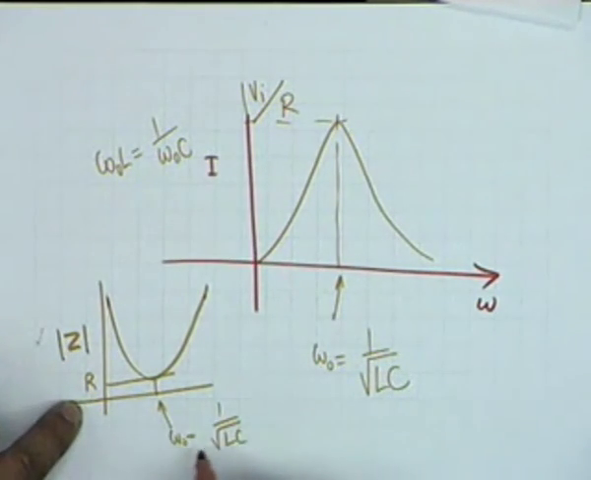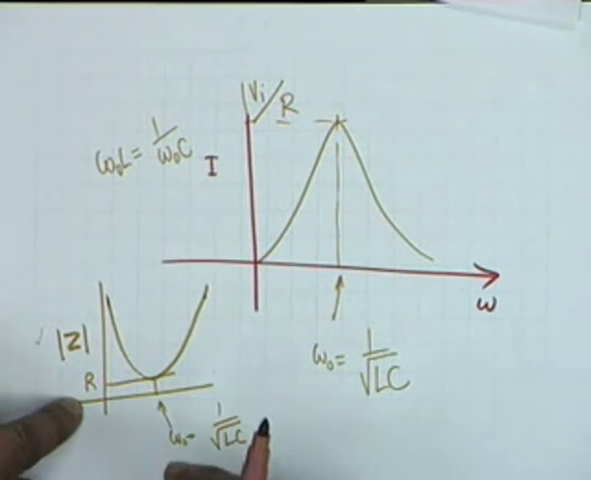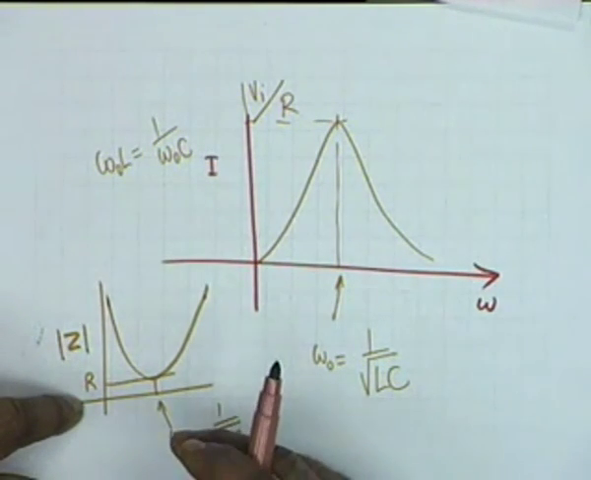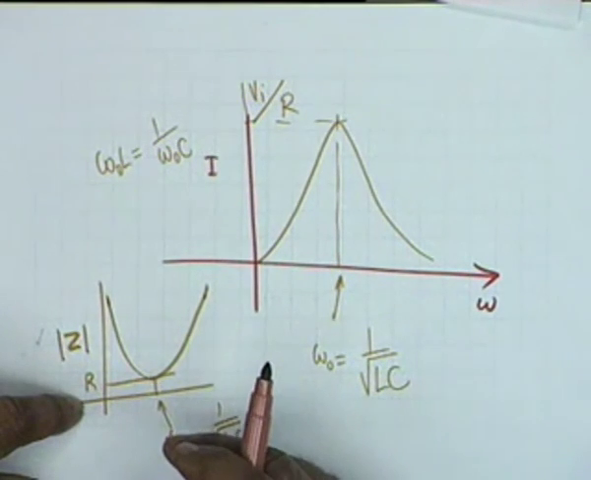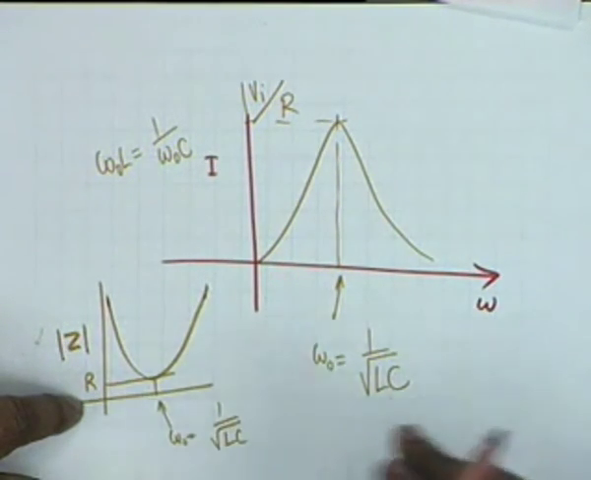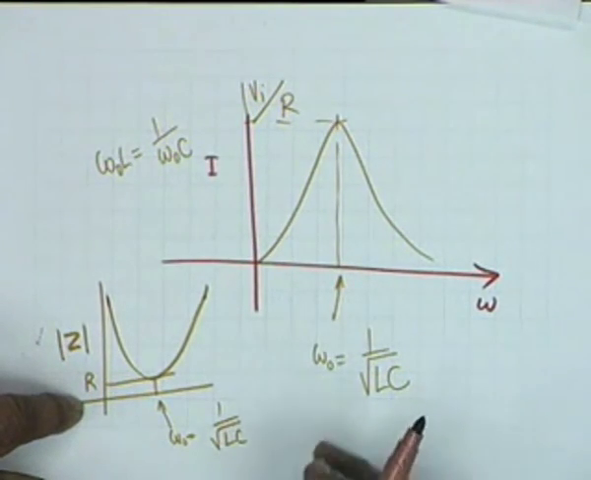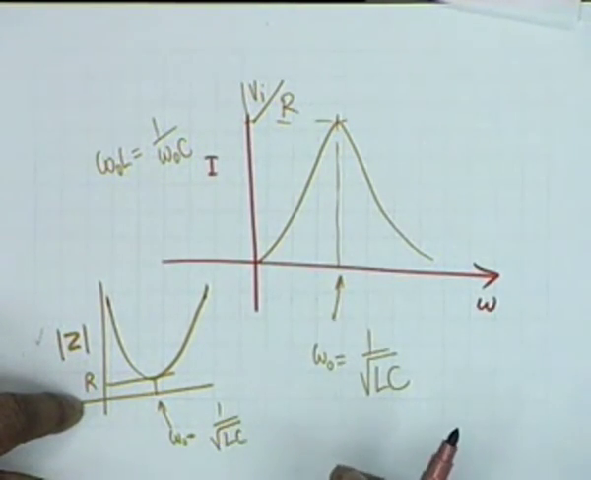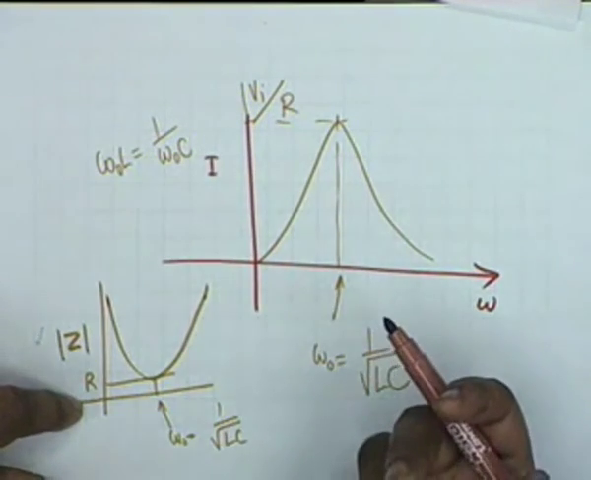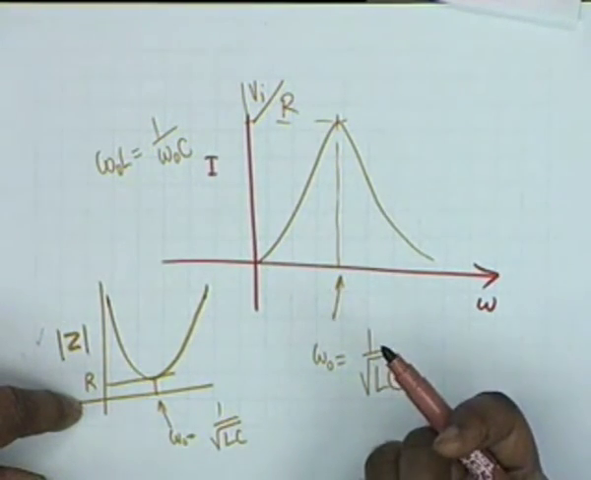At this frequency 1 by square root LC, the impedance is purely resistive, which means that its angle is equal to 0, and this phenomenon is called the phenomenon of resonance. Resonance is a phenomenon in which at a certain frequency the angle of the impedance becomes 0. That is, the current and voltage are in phase, and you see the resonance effect is accompanied by either a band pass filtering effect or a band stop.